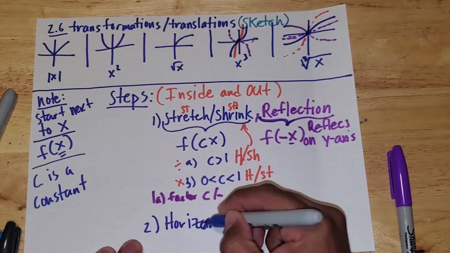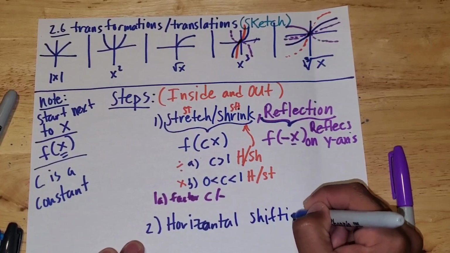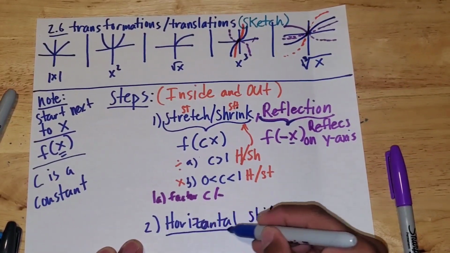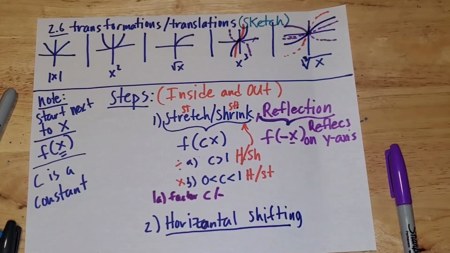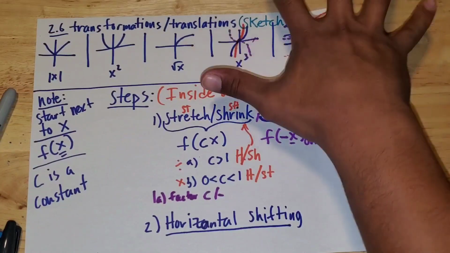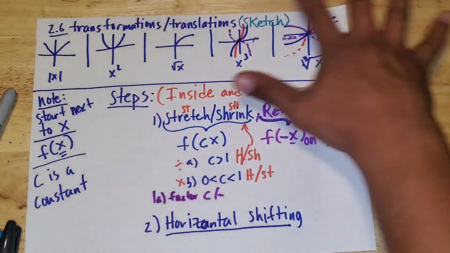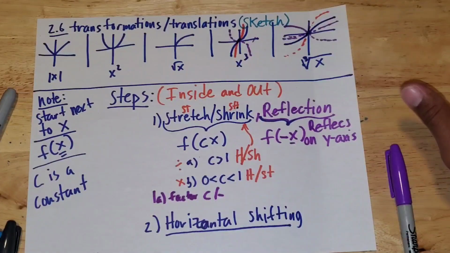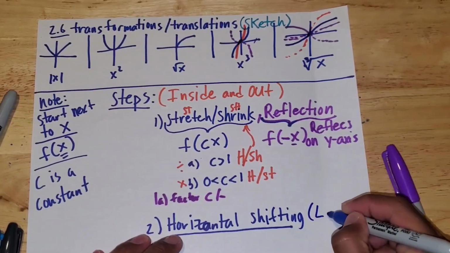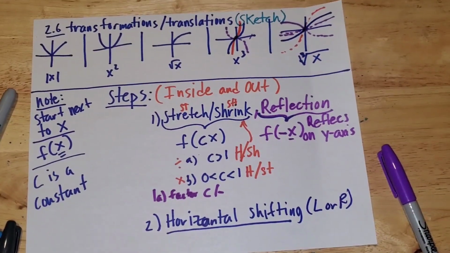horizontal shifting. What I mean by that is that instead of something being squished or compressed or pulled on, it's literally going to look exactly the same way it is, and it's going to move left or right. Left or right. That's it. That's why I said horizontal shifting. Left or right. That's all that's happening. It's either going to move left or it's going to move right. That's it. There's nothing else.